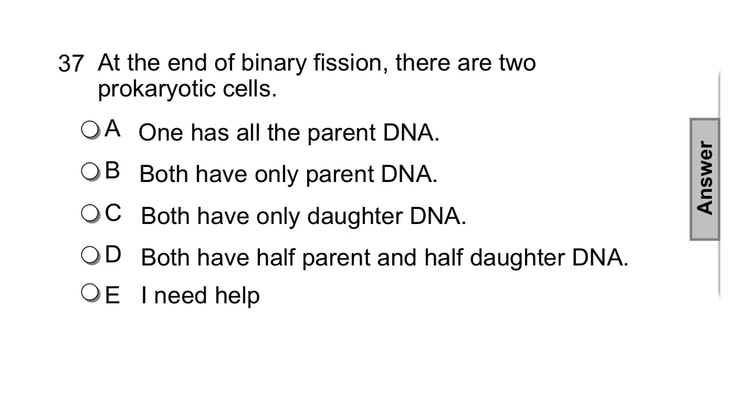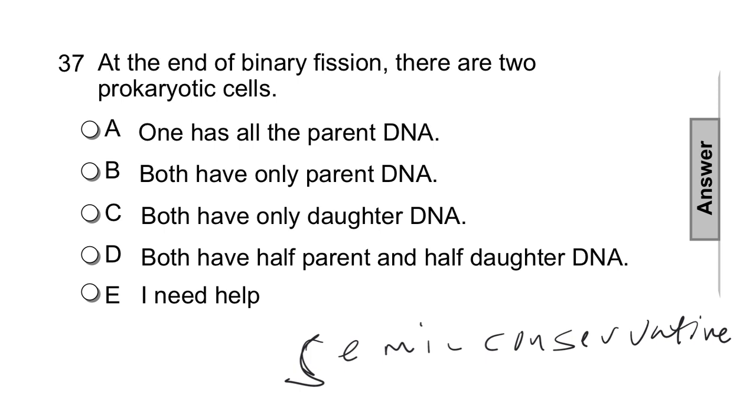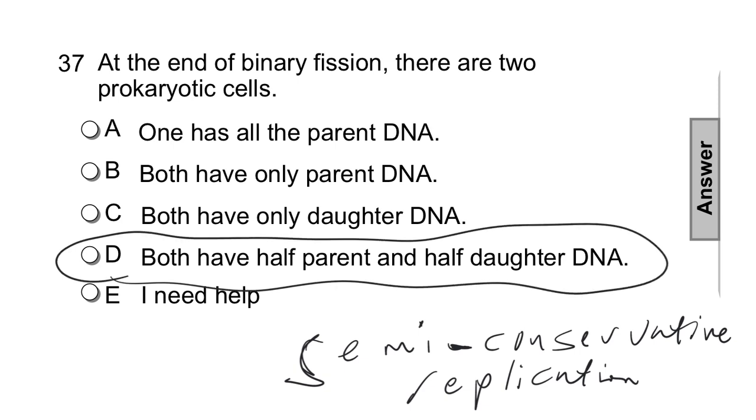At the end of binary fission, that's when a bacterial cell divides into two. There are two prokaryotic cells. This is semi-conservative replication of the DNA. So each daughter cell is half the parent. Each daughter cell's DNA is half parental and half new. So it's letter D. Half a parental strand and half a daughter strand.